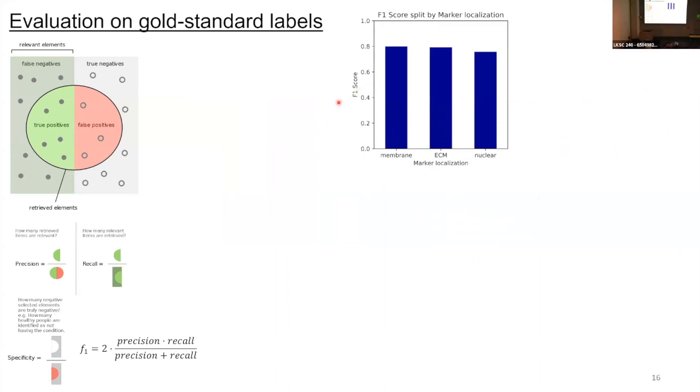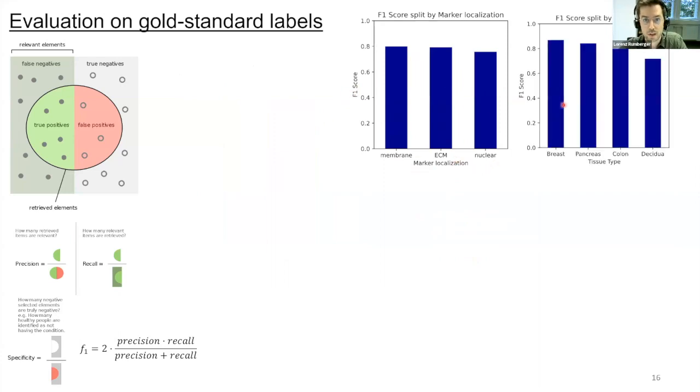Here we split the performance by marker localization. It works well for membrane, ECM, and nuclear markers. Here you have the F1 score split by tissue type, and you see it works well for breast, pancreas, and colon tissues, a little bit less so for decidua. There the F1 score is around 0.7. I think the dataset is more noisy, and it also has more segmentation problems, because the cells in the decidua have really unusual shapes, and there are more false merges in this dataset than in the other two.